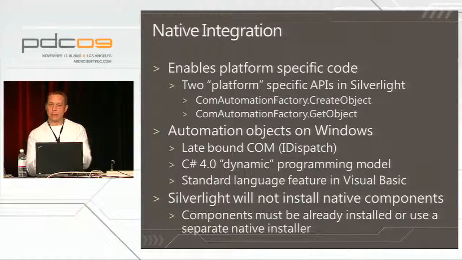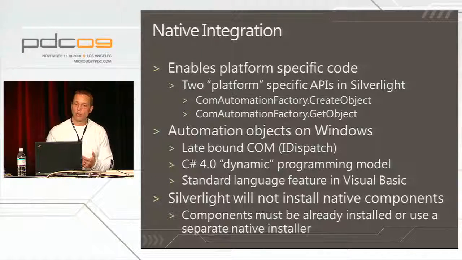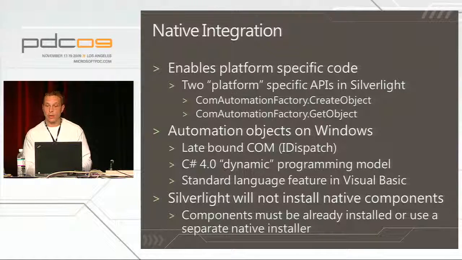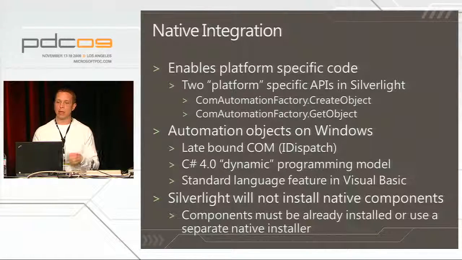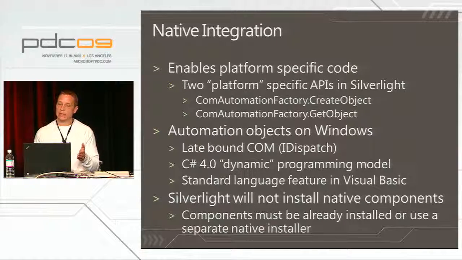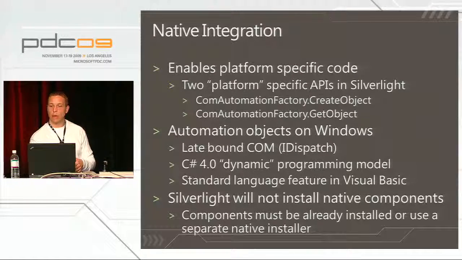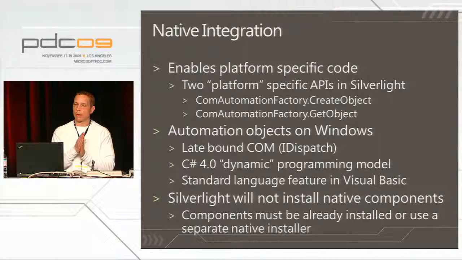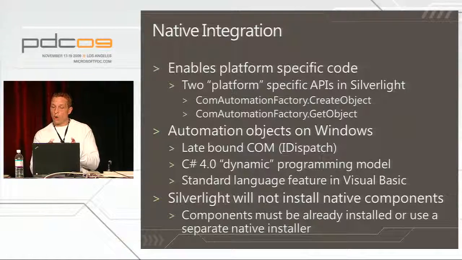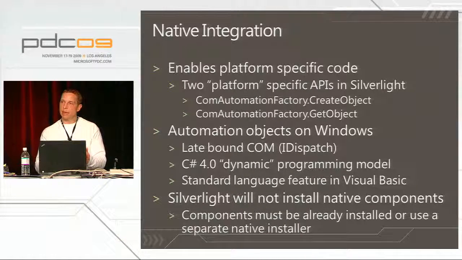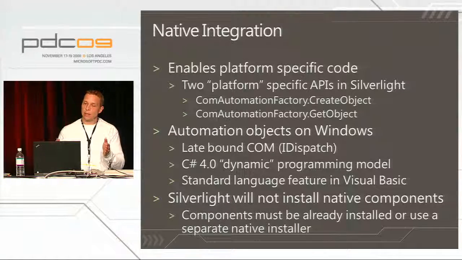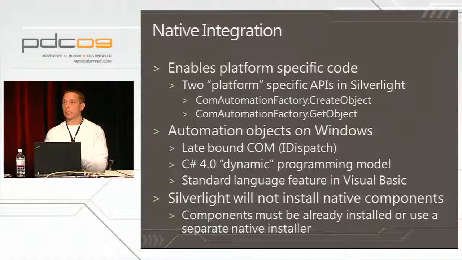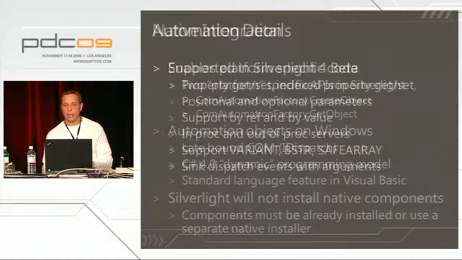So that's kind of the programming model, using the dynamic keyword in C# 4.0 if you're using C#, or the built-in Visual Basic dynamic feature. That's how you code against something returned from either createObject or getObject. It is an old-school JavaScript-type programming model. All we do is allow you to tunnel through and instantiate existing components that already live on your system. You can't install your own components; you can only gain access to ones that already live on the system.